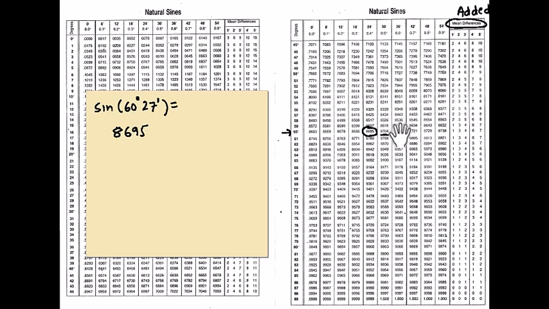So I'm seeing in this particular row, and you have this 3 minutes, so that's number 4 here. So you just add that 4 here. So it becomes 8699. So your answer is 0.8699. Great. Let's take one more example.